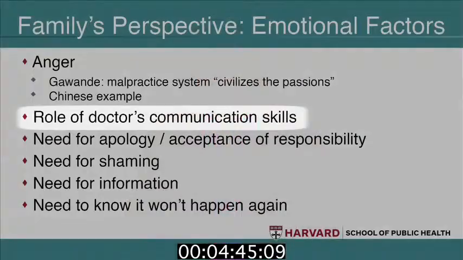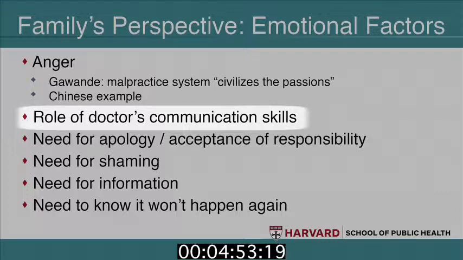Going back to the family's perspective, they might have anger about this event for lots of reasons. Certainly it was an unexpected outcome. This was not a sick lady going into the hospital. She had a disease that should have been easily treatable. And what may have been in play here in part is the communication that went on between the hospital and the physician and this family.